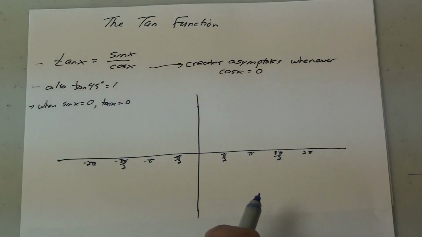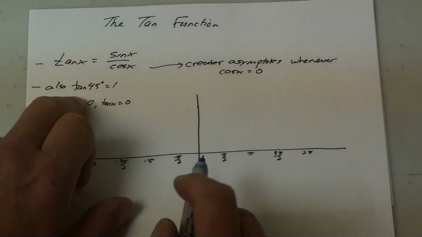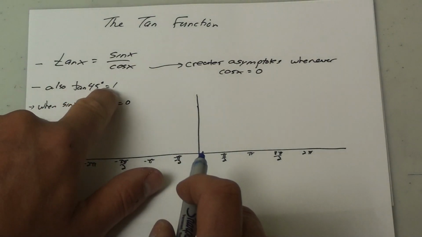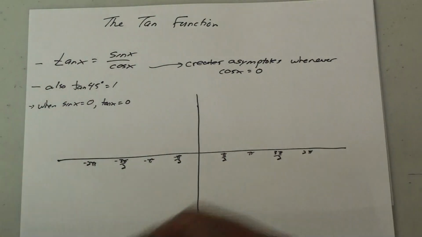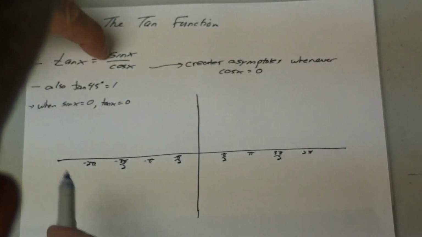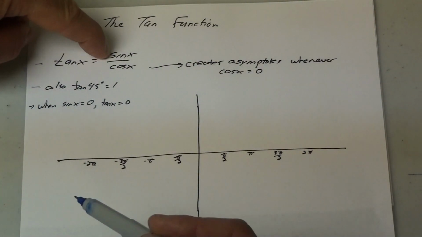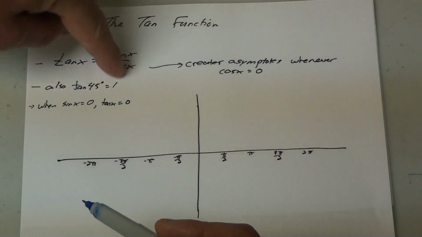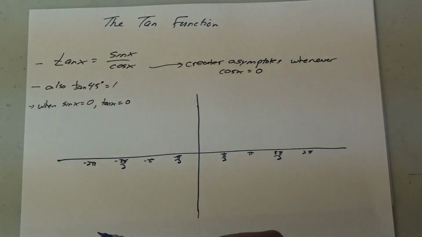The second thing is that tan of 45 degrees is actually equal to 1. So that's going to help us out, giving us some starting points. And the third thing is that when the numerator is equal to 0, the tan function itself is going to equal 0, because you have 0 over anything, so the whole thing is going to equal 0. So let's start working through these and help create a graph.